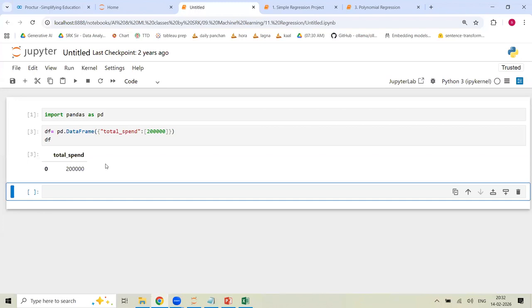Sir, will future data be in a data frame or Excel? Excel means Excel only, load it. For example, future data, you have to predict that one. Load that one only.